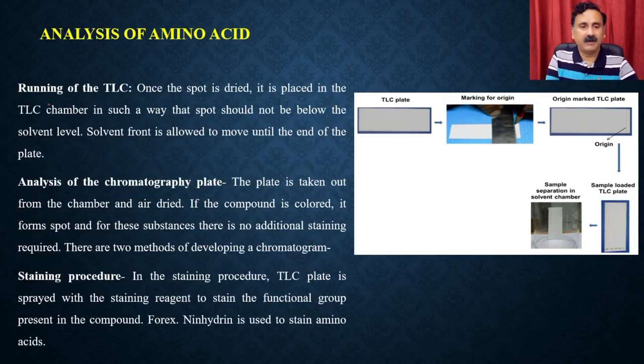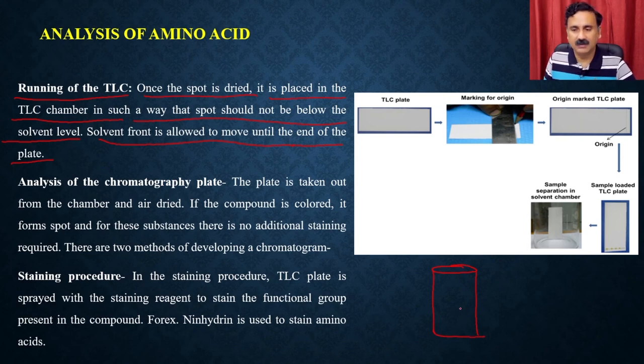Then we have the running of the TLC. Once the spot is dried, it is placed in the TLC chamber in such a way that the spot should not be below the solvent level. The solvent front is allowed to move until the end of the plate. So what you are going to do is just keep it in a TLC chamber. You can develop a TLC in a beaker or in a small thin chamber.